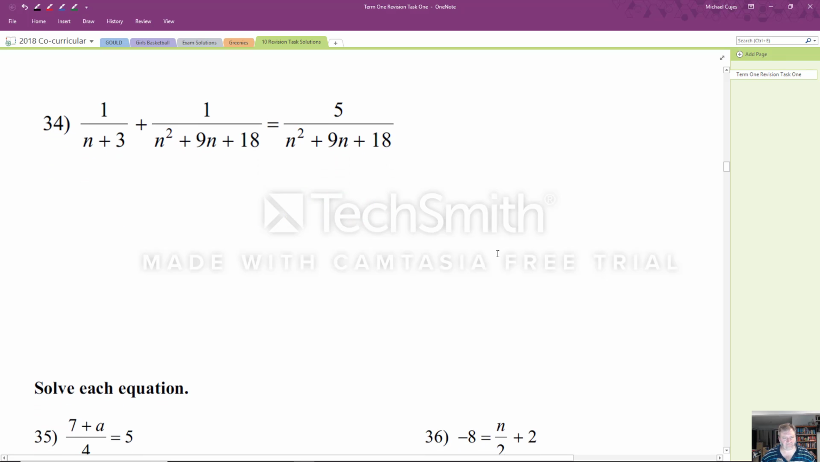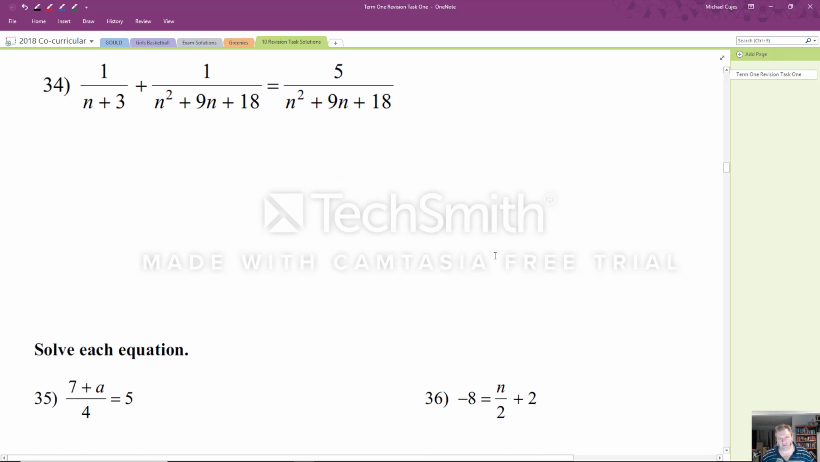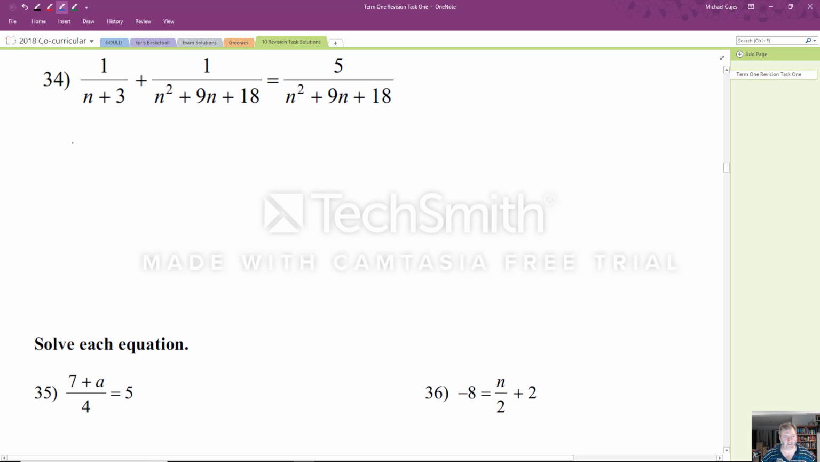Now, we are doing this factorization of quadratics this term. You did actually do it last year, so this was just in there to try and jog your memory of that before you got to it in class. Obviously, some of us will remember and others not so much. Let's just have a look and see what we can do.